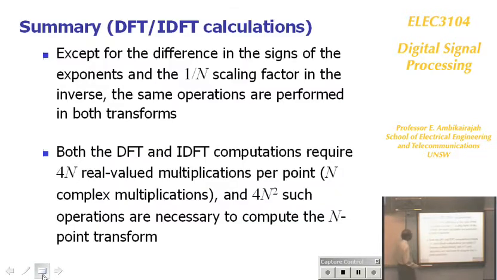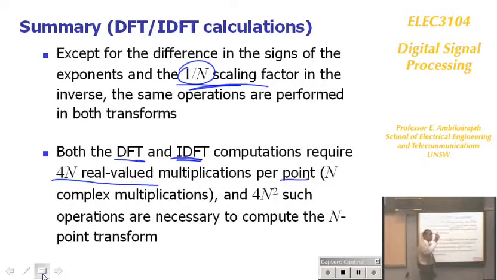So people have gone through them and summarized them and worked out. You will find, except the scaling factor you always have in DFT, 1 over n. If you work out DFT and inverse DFT, computations take 4n real value multiplication per point to calculate one frequency, and then 4n squared operations are necessary to compute n point transform. If you want to do n point DFT, you need to have 4n squared operation.